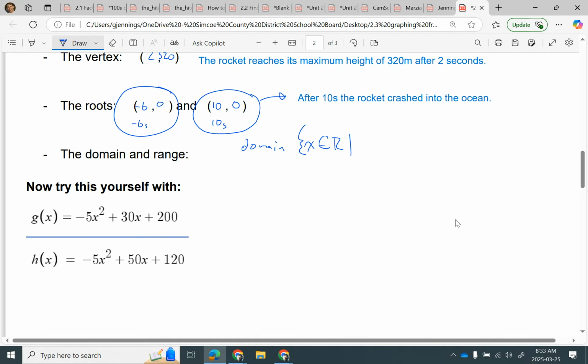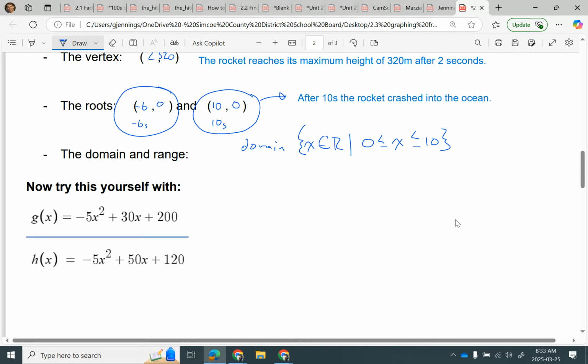Yeah. But negative 6 to 0 seconds doesn't really make sense, right? Like the rocket's not really flying at that time. Yeah, it starts at 0. So we would have 0 is less than or equal to x, and then the maximum value for x where this function still makes sense is 10.